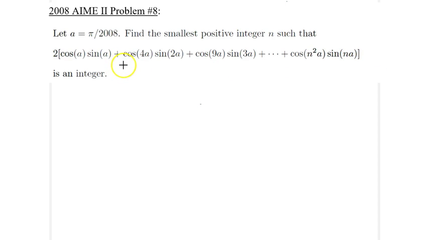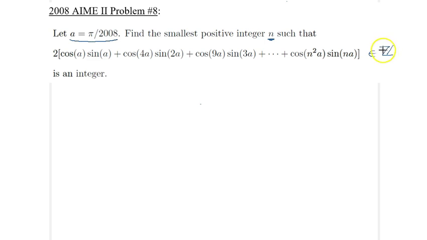Hello my friends, in this video we will be going over 2008 AIME 2 problem number 8. Here's a view of this problem. We're given a as pi over 2008, and then we would like to find the smallest positive integer n for which this long expression is an integer.